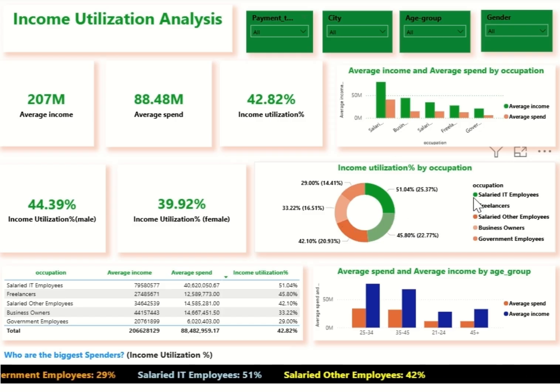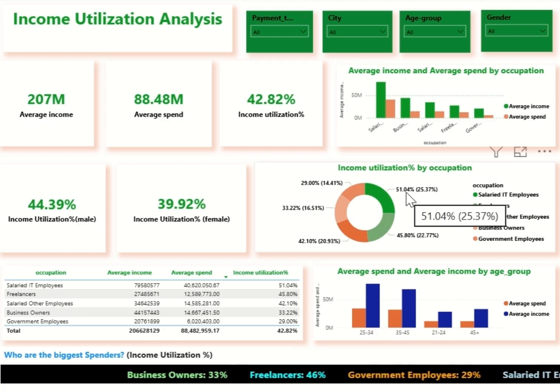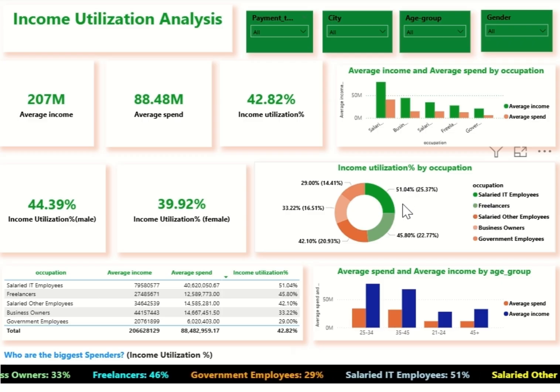You can see, for example, salaried IT employees spend 51.04% of their income. So this is above average in terms of spending. If they earn 100 shillings, that means 51 out of the 100 shillings they spend on their own expenses.